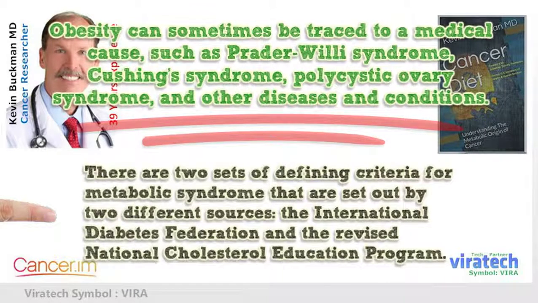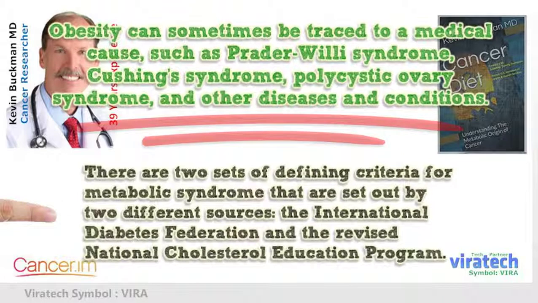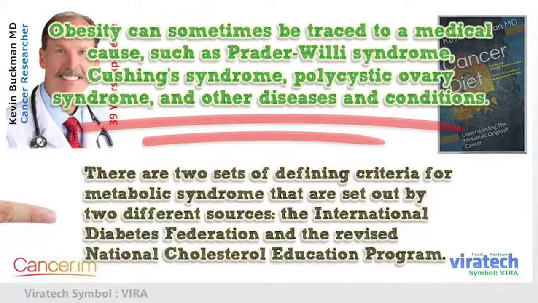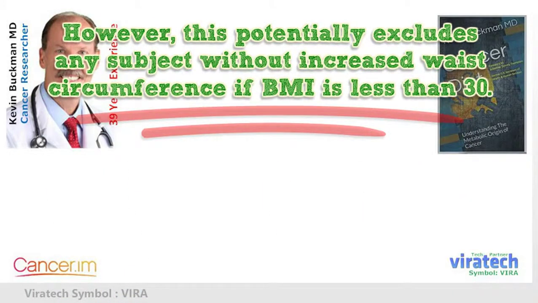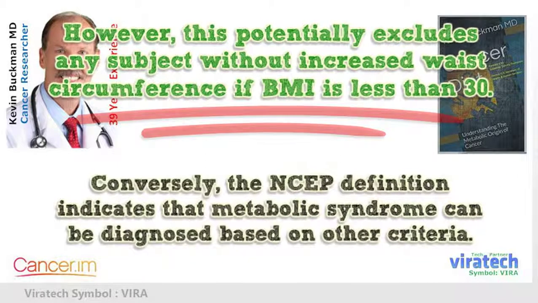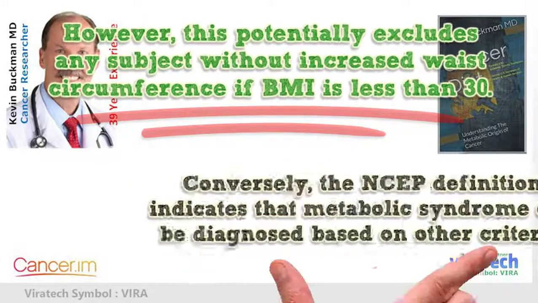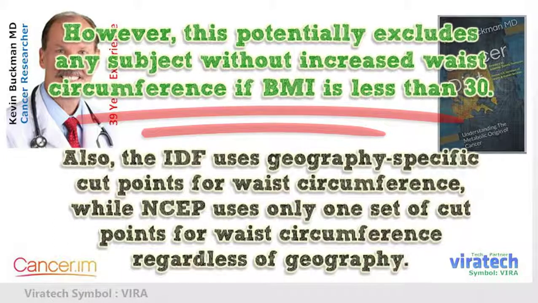There are two sets of defining criteria for metabolic syndrome that are set out by two different sources, the International Diabetes Federation and the Revised National Cholesterol Education Program. However, this potentially excludes any subject without increased waist circumference if BMI is less than 30. Conversely, the NCEP definition indicates that metabolic syndrome can be diagnosed based on other criteria. Also, the IDF uses geography-specific cut points for waist circumference, while NCEP uses only one set of cut points for waist circumference regardless of geography.